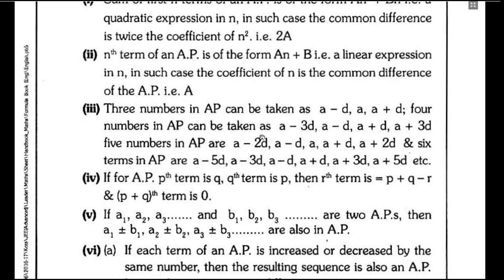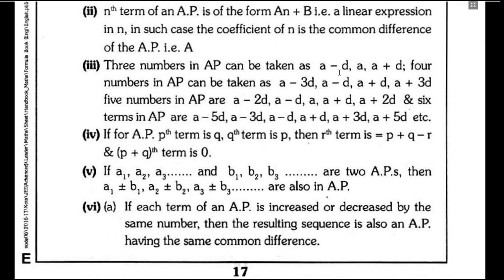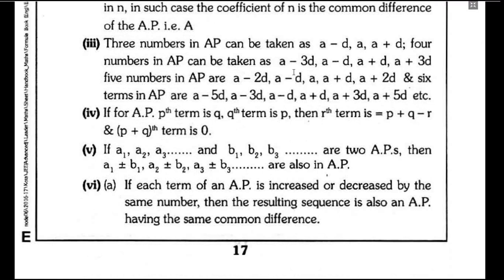Three numbers in AP can be taken as a minus d, a, a plus d. Four numbers in AP can be taken as a minus 3d, a minus d, a plus d, a plus 3d. Notice here, when you add the three terms, the d cancels out. Here also, a minus 3d plus a minus d, you will find that the d terms cancel out. By this, if the sum of the AP is given, then you can easily solve the question.